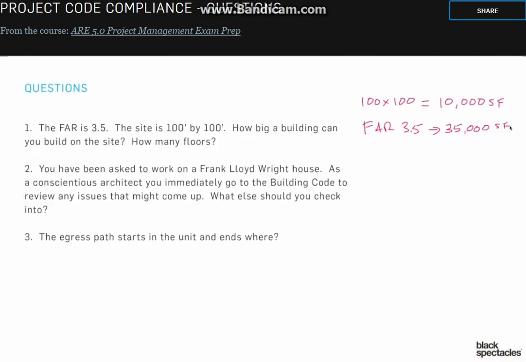Second part of the question is, how many floors is it? So we look back at FAR is 3.5. That tells us nothing about floors. All we know is that we are allowed to build that many square feet, 35,000 square feet, on that site. That could mean, as long as we had the setbacks and the parking and whatever else we needed, let's say we could build 5,000 square feet easily on a footprint, well, then we could have 7 floors. 7 times 5 would be 35,000.